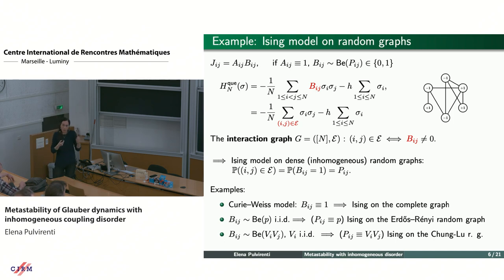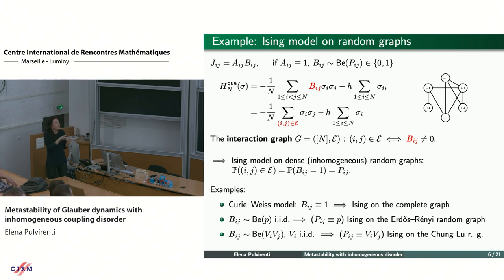Okay, and then one can get more daring. One possible inhomogeneous case is that the B_ij are distributed like Bernoulli with mean v_i times v_j, where v_i and v_j are two independent random variables. Now, this case is called Chung-Lu random graph, and it's one other model that we are interested in. Okay, so this is the one big class of models that fall under our more abstract model. So Ising on inhomogeneous random graphs.